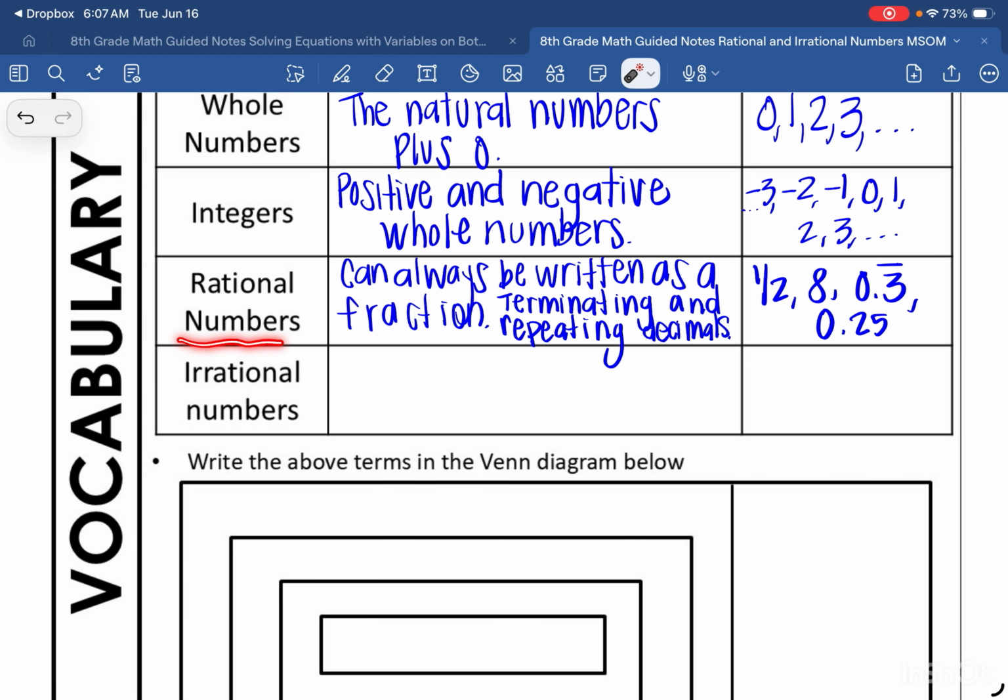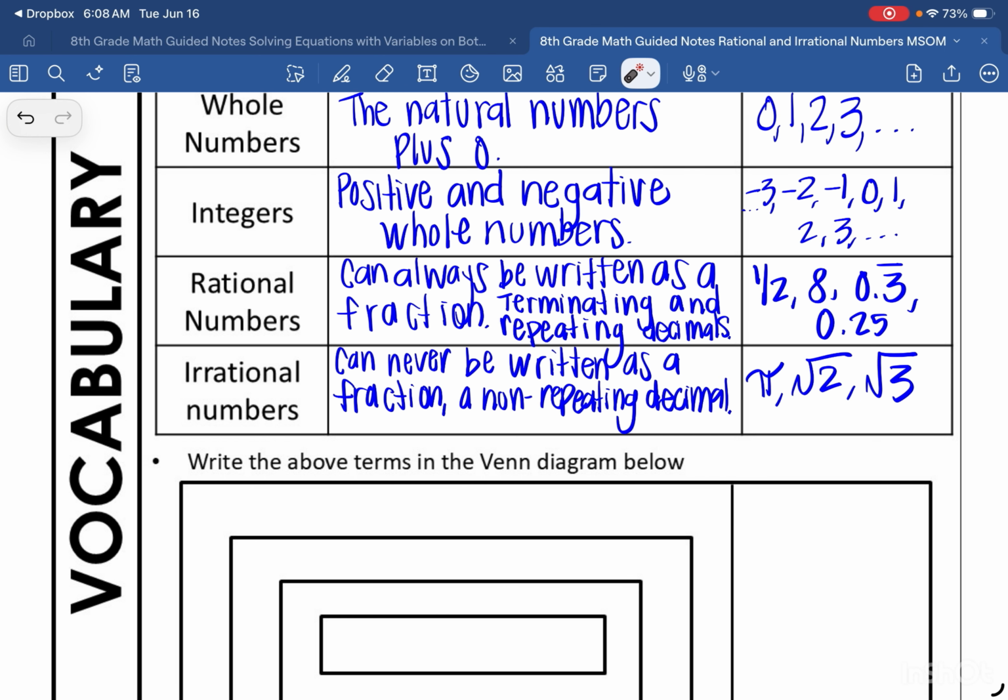Rational numbers. Rational numbers are numbers that can be written as a fraction. Those include all terminating and repeating decimals. Examples would be 1/2, 8, 0.33 repeating, or 0.25. Irrational numbers are numbers that can never be written as a fraction. They are non-repeating decimals. For example, the number pi, square root 2, or square root 3.